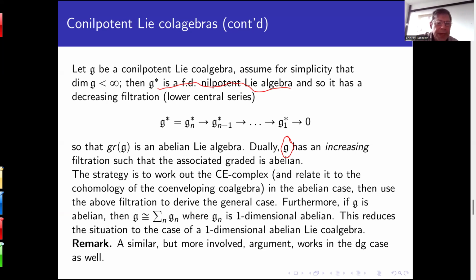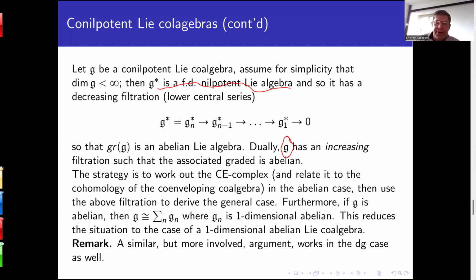The strategy for proving the result, which I formulated a few slides ago, which is the main result that I was describing, is to work out the Chevalley and Eilenberg complex and relate it to the cohomology of the co-enveloping algebra in the abelian case, and then use this filtration to bootstrap it to the general case. So that's one reduction.